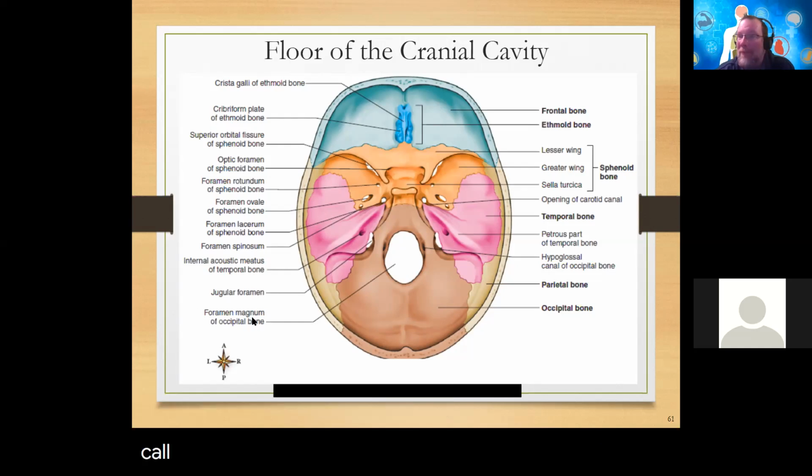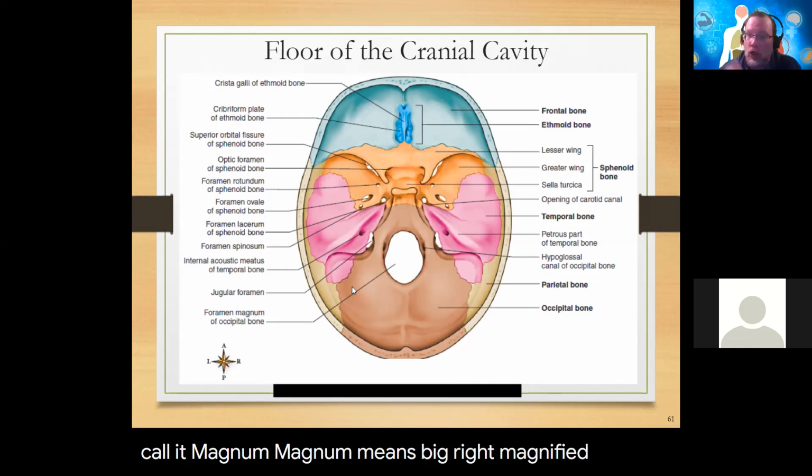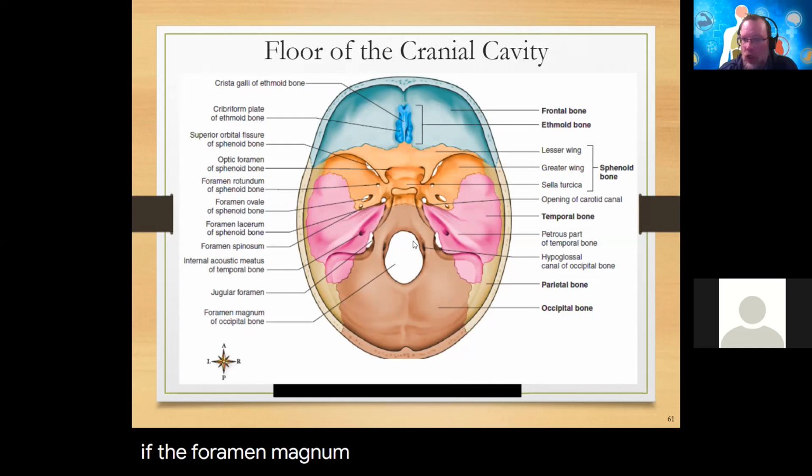And they call it magnum. Magnum means big, right? Magnified, large. So the foramen magnum is a large hole in a bone. Again, this is one of the largest foramen in the body, probably second largest. We'll see a bigger one down in the pelvis.